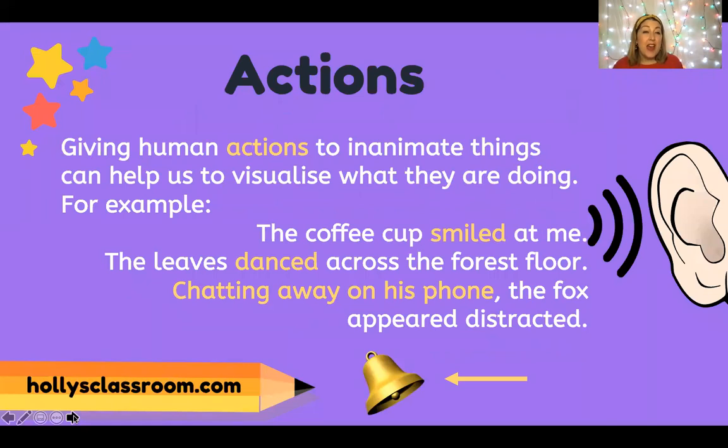So first of all, we're going to look at actions. So giving human actions to inanimate things can help us to visualize what they are doing. We can really see how they're moving and their mannerisms, and we can visualize them in a more human way. So for example, the coffee cup smiled at me. The leaves danced across the forest floor, and chatting away on his phone, the fox appeared distracted. So you can see there I've highlighted them in yellow where I've given human actions to inanimate objects.